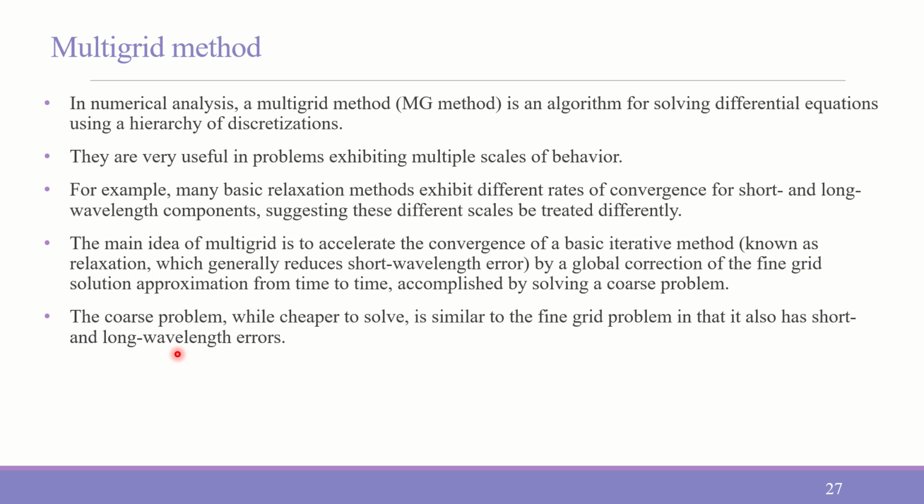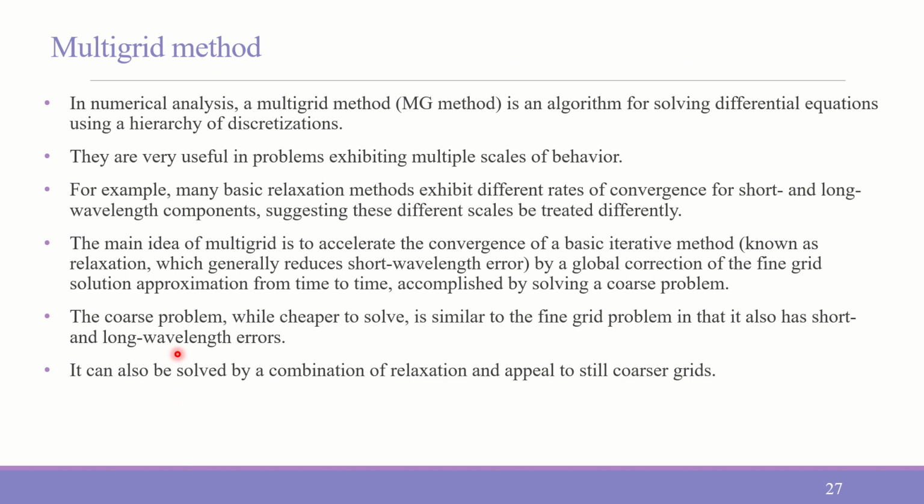Accordingly we will have a series of grids and we will solve or damp the errors in those grids, and we will pass the solution back into the final grid. That is what we basically do. It can also be solved by a combination of relaxation and appeal to still coarser grids. We go to further coarser grids. These two slides are just repetitive from that problem, but here I am giving you more understanding. If you have any doubts, please feel free to stop me and we can discuss that.